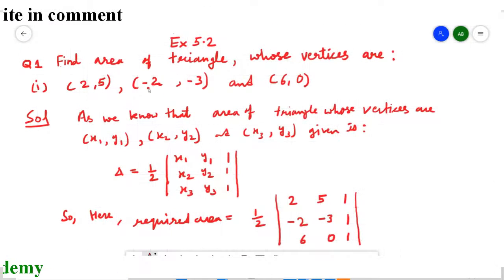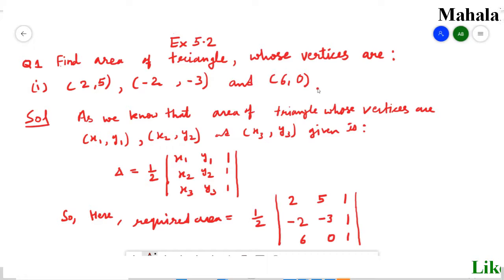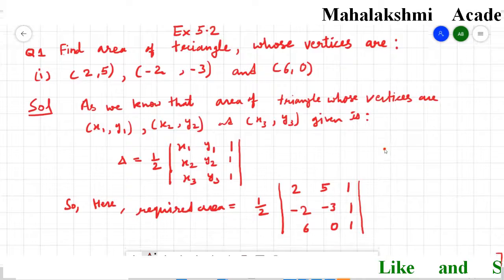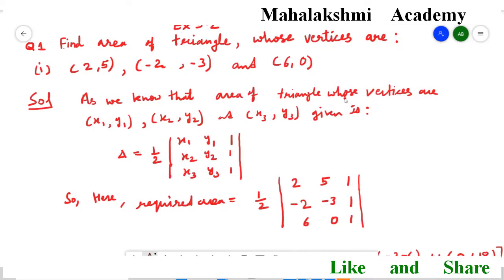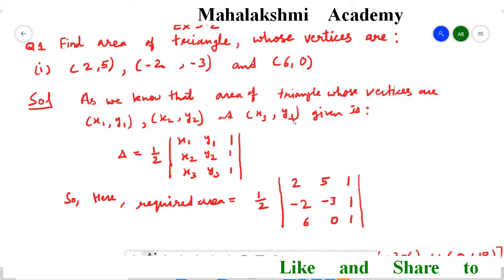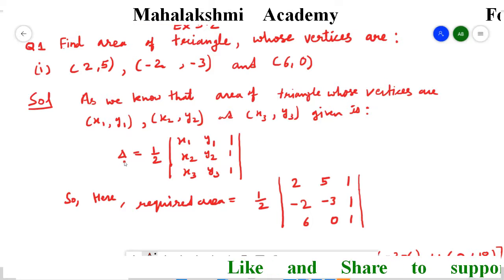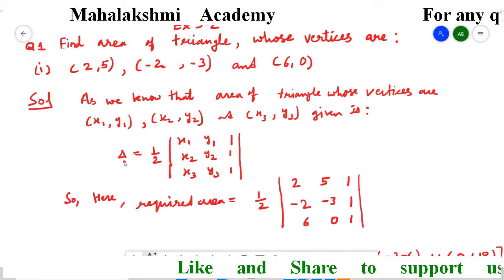the first question is, find the area of the triangle whose vertices are given. So here 3 points are given to us. In this question you have 2-3 options. I solved only one, the others are the same. So first just write the formula. As we know, the area of a triangle whose vertices are given is delta. Delta represents the area here.